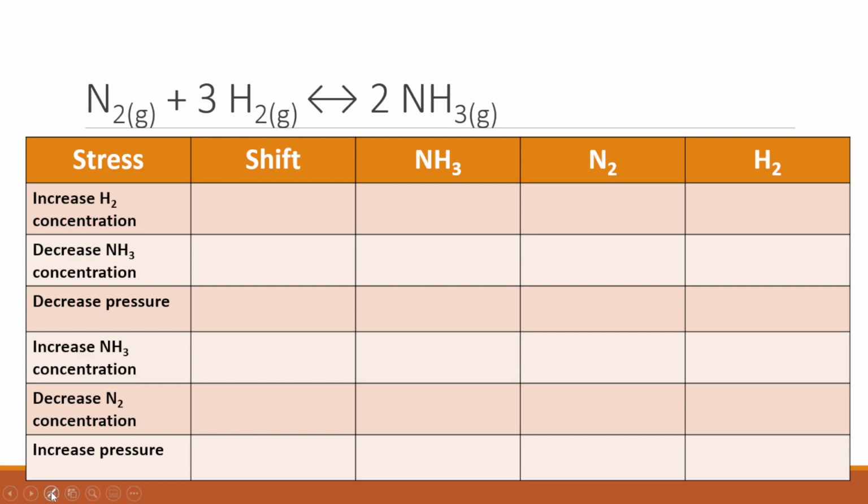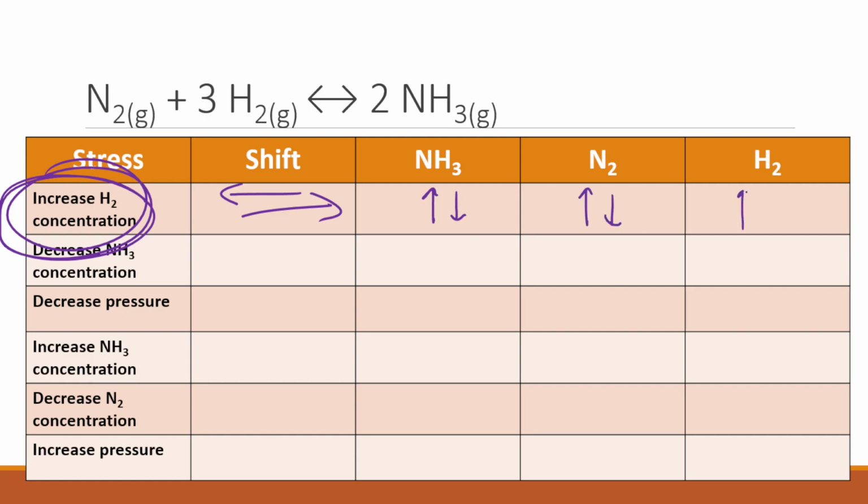Alright, what we're going to do here is we are going to label. If this is the stress that you cause to the equilibrium, white was a terrible color here. Let's go purple, right? If this is the stress that you cause the equilibrium, is it going to cause the equilibrium to shift to the right or shift to the left in order to fix it? Is it going to cause the amount of NH3 to go up or to go down? Is it going to cause the amount of N2 to go up or go down? Is it going to cause the amount of H2 to go up or go down? Right? And we're looking at these after we have reestablished equilibrium.